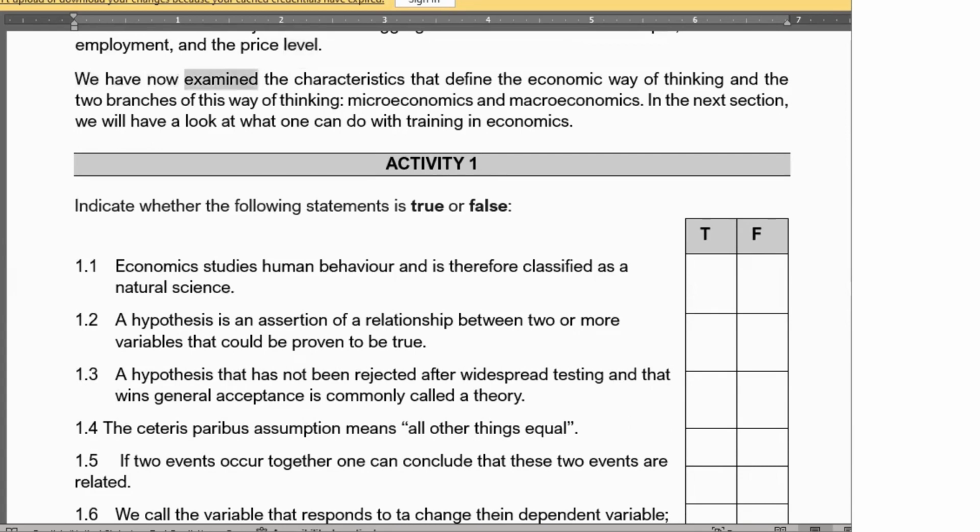We have now examined the characteristics that define the economic way of thinking and the two branches of this way of thinking, microeconomics and macroeconomics. In the next section, we will have a look at what one can do with training in economics.